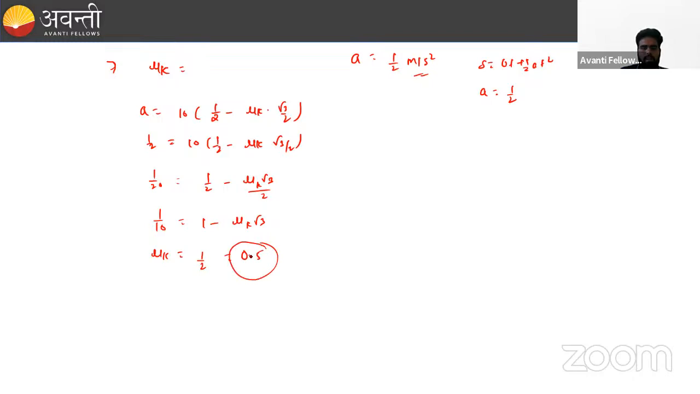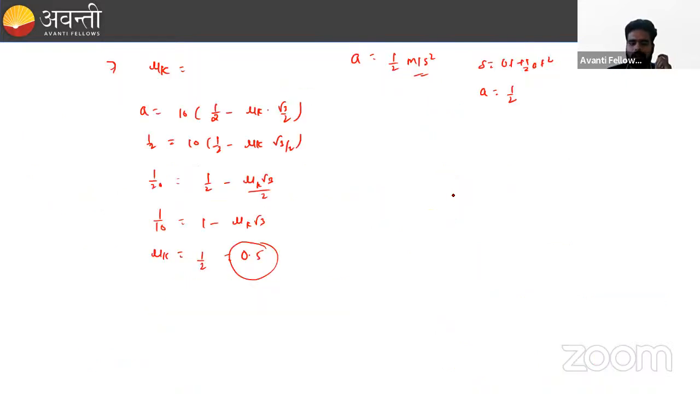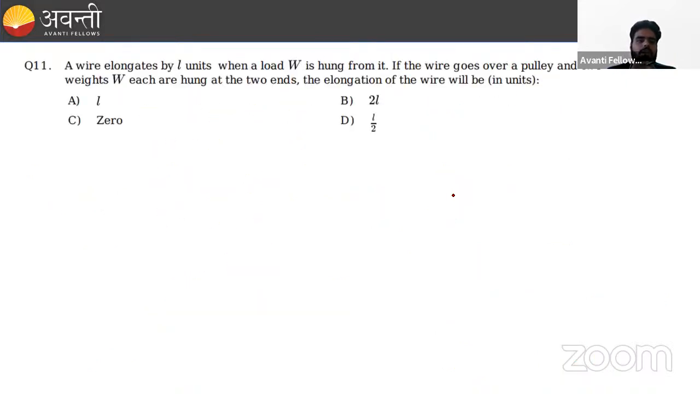So in this manner, the correct option is option D, and we can also solve this problem easily by observation. What is the observation? Mu s is always greater than mu k, right? Now, what is given in the next problem?